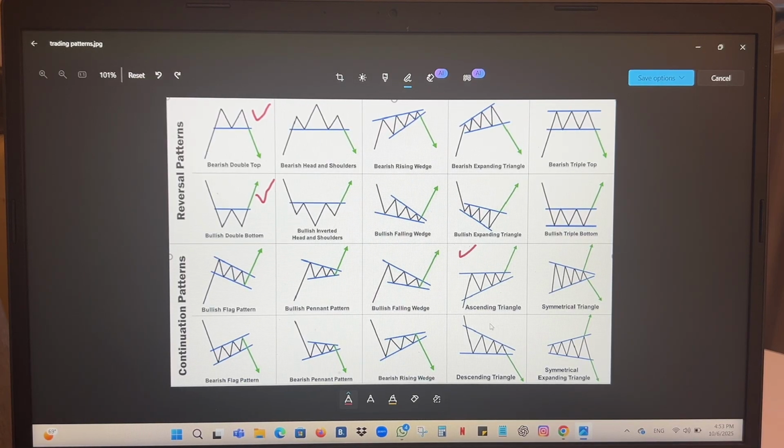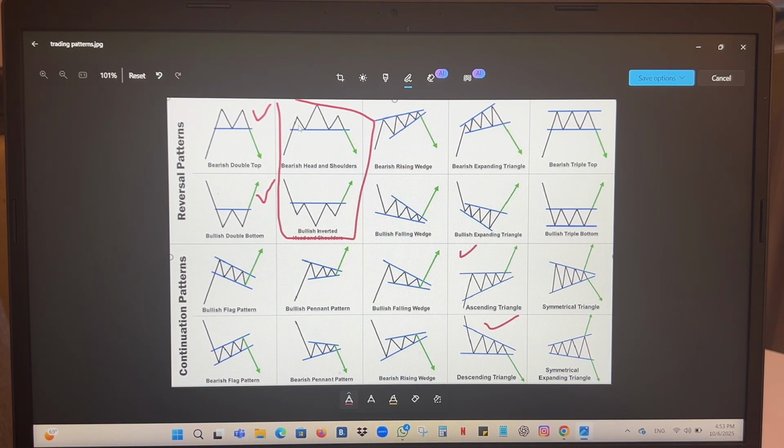So basically we finished ascending triangle and descending triangle as well, so we'll mark it here. So this is also done. Now we did two from reversal patterns and we did two from continuation patterns. So we'll again go for a reversal pattern. We'll talk about bearish head and shoulders, bullish head and shoulders, these two. First off, we'll start with the bearish one. We'll be talking about this first.